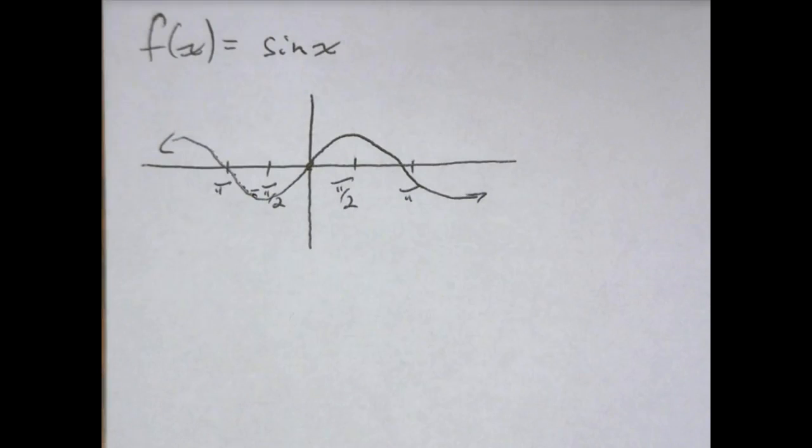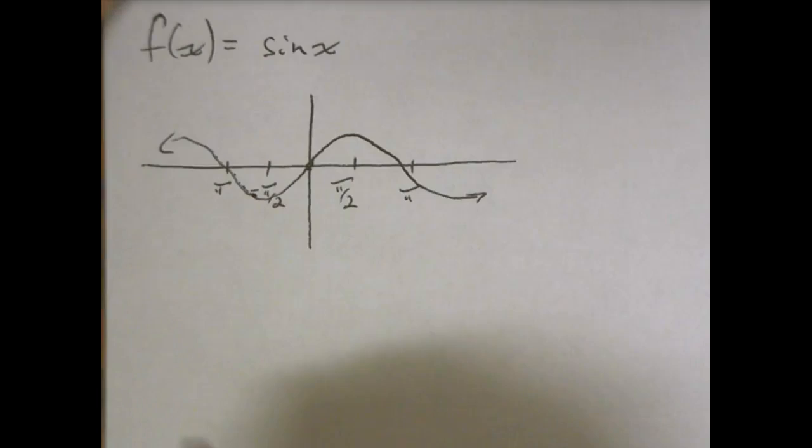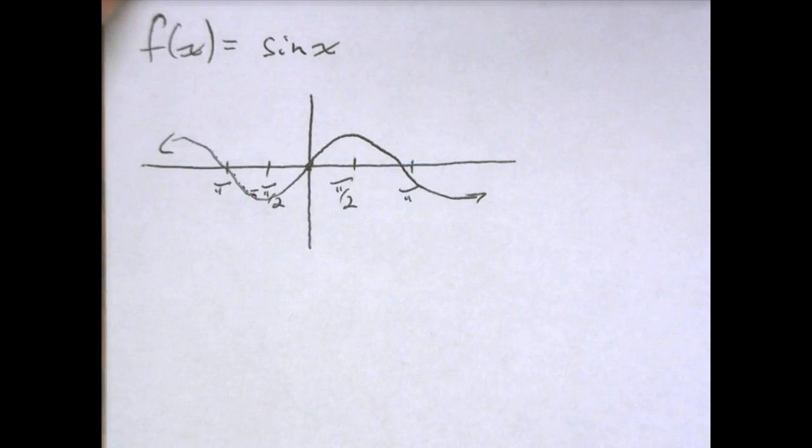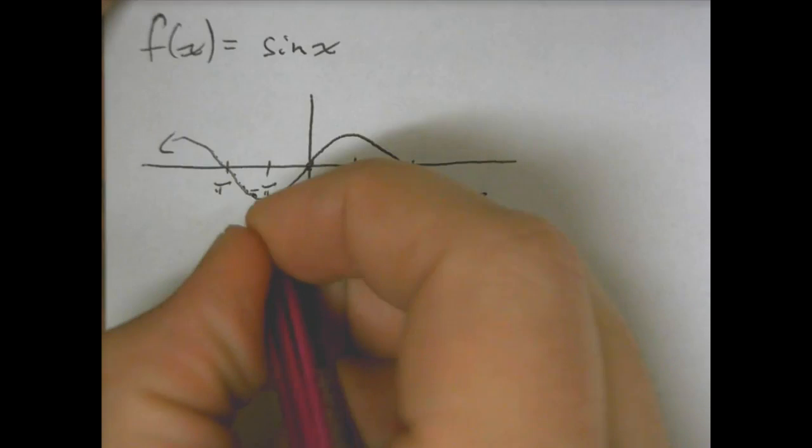All right, so here's our parent function of sine. If I'm trying to figure out the inverse function, what kind of line test do I need to use? Horizontal, right? But does it work right now? No. So wherever the horizontal line test does not work, I need to take that part of the function out.